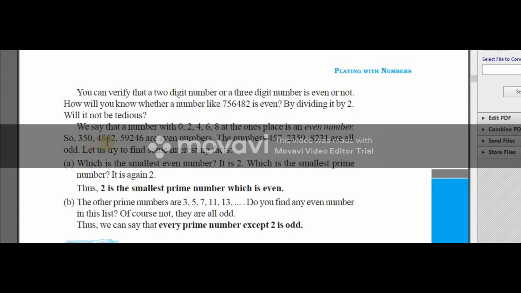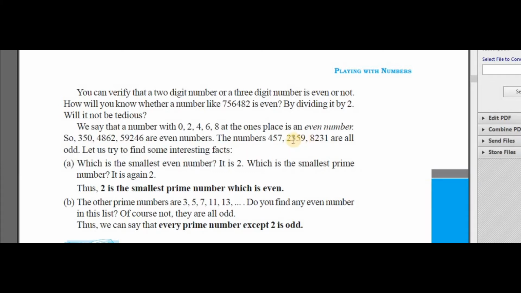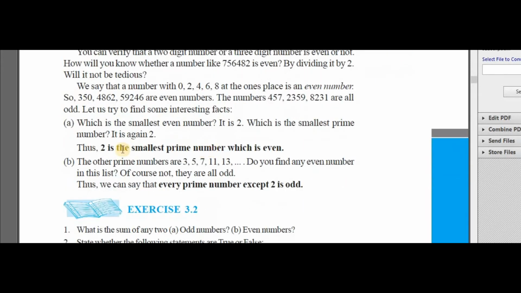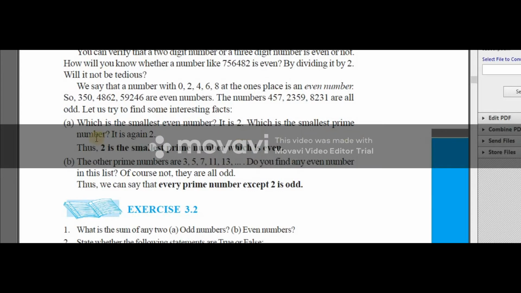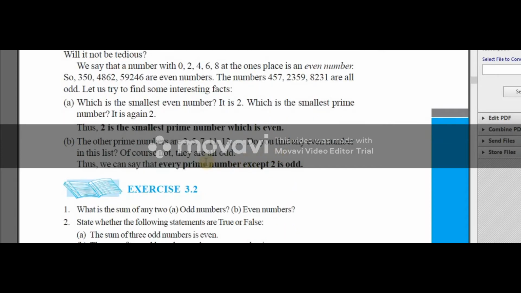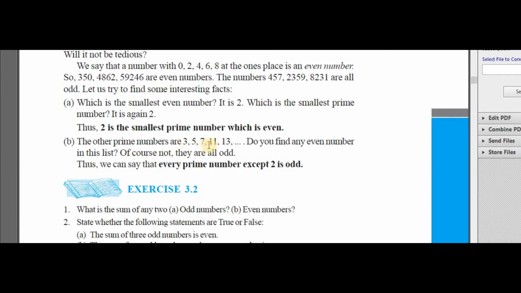So 350, 4862, 59,246 are even numbers. And the numbers 457, 2359, 8,231 are all odd. Let us try to find some interesting facts. Which is the smallest even number? It is 2. Which is the smallest prime number? Again 2. 2 is the smallest prime number which is even. So we can say that 2 is the smallest even prime number. The other prime numbers are 3, 5, 7, 11.